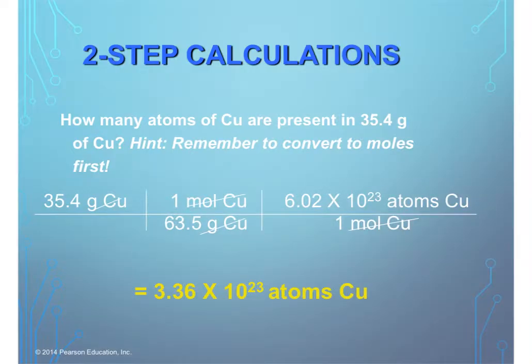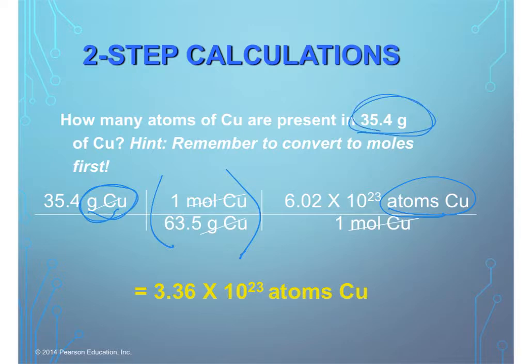All right, so the two-step calculation. Hopefully I've made enough of a big deal to tell you that you cannot go in a direct one-step calculation from grams to atoms or molecules, or atoms and molecules to grams. Everything goes through moles. That's always your first step. In this case, here's the given information, 35.4 grams.